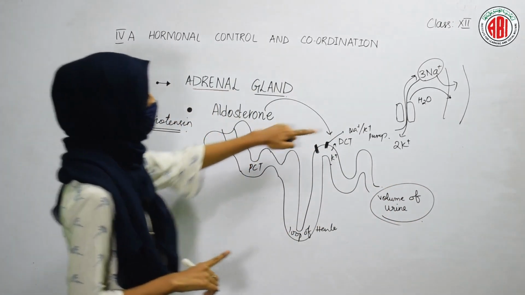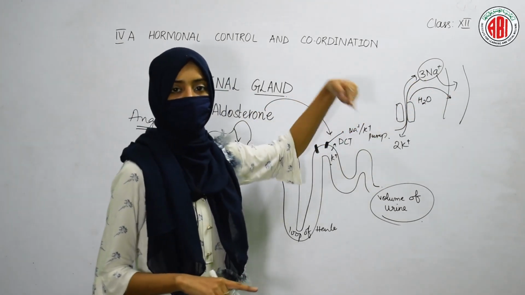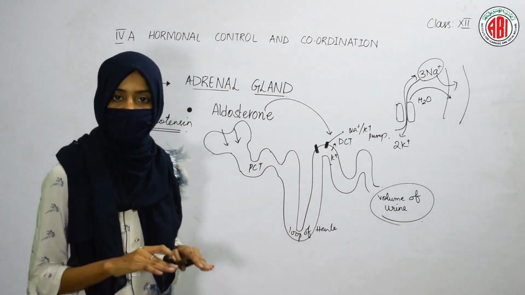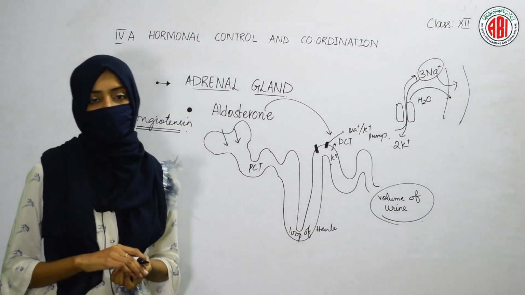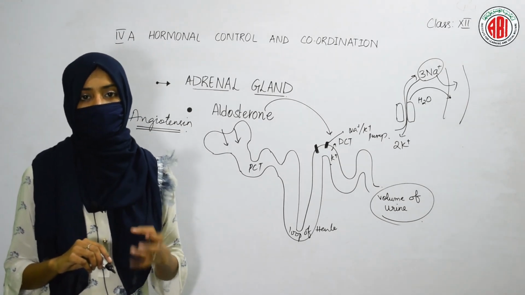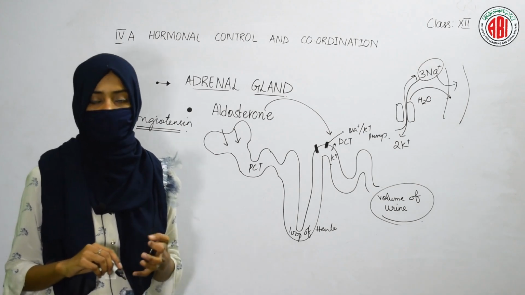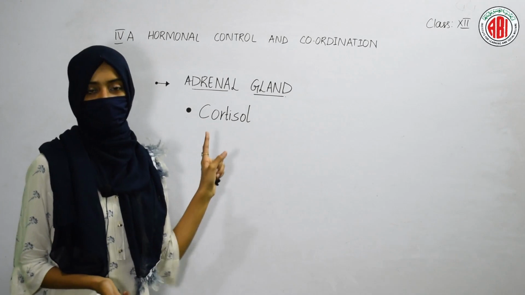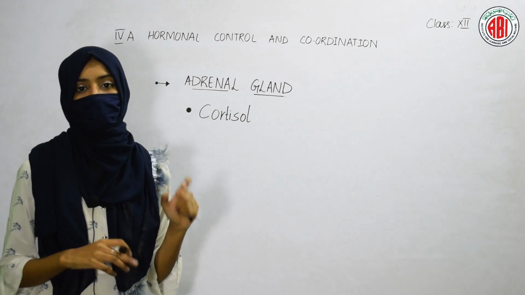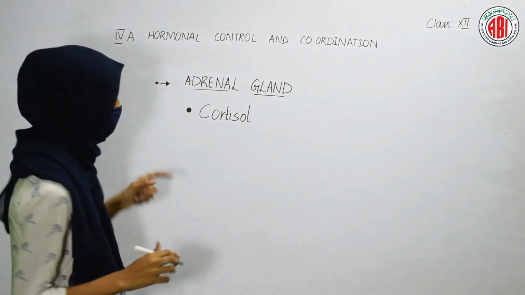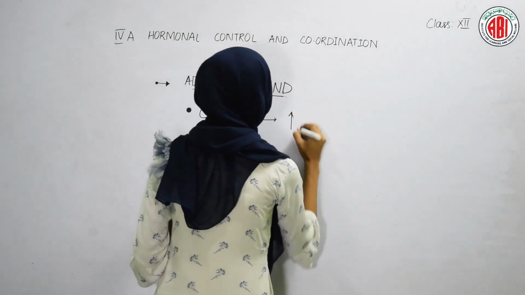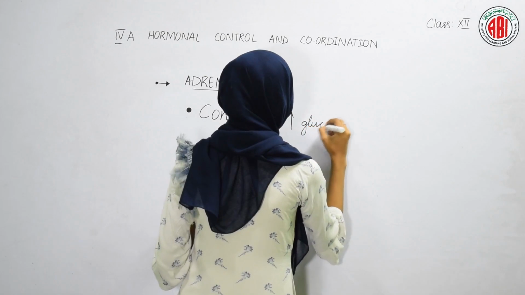One thing is, water is moving back into the blood, and the other thing is the volume of urine can also be maintained by the action of the hormone aldosterone. So this is how aldosterone functions in order to regulate the amount of water in the blood. Let us talk about the other hormone, that is cortisol. Cortisol is a hormone that is secreted by another zone of our adrenal cortex, right? Cortisol helps in increasing the level of glucose in our blood.